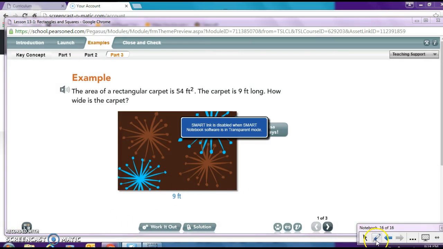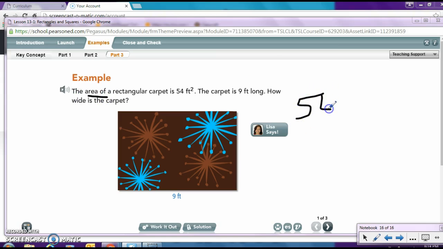Okay, so today we're finishing 13.1, which is rectangles and squares. It says the area of a rectangular carpet is 54 feet squared. If the carpet is 9 feet long, how long or how wide is the side?